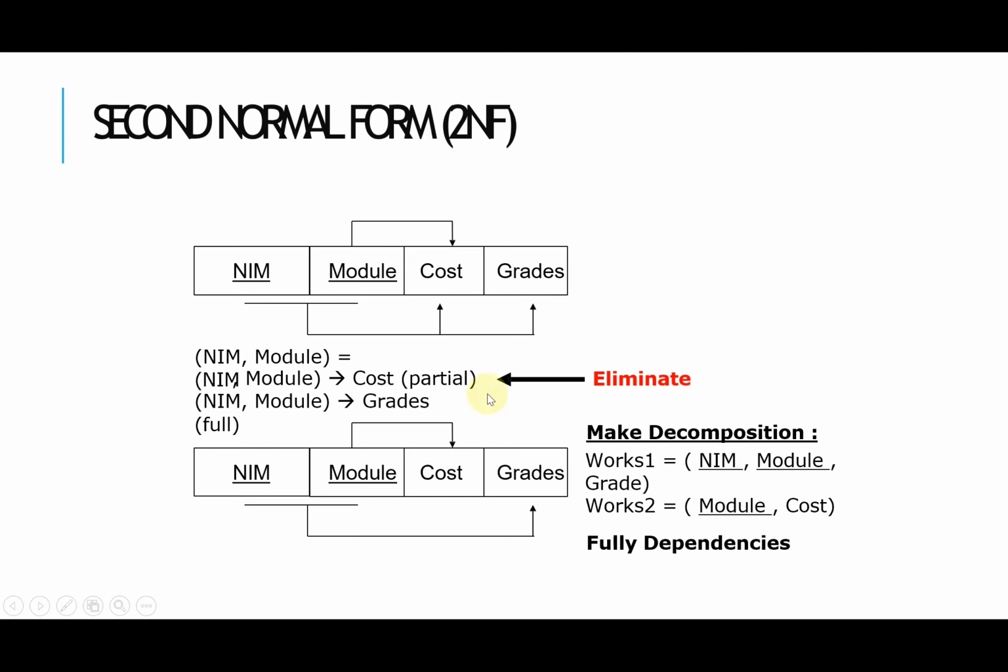Cost we will eliminate. Okay, cost we will eliminate and make the composites for two tables, and the works one will be name, module, and grade. Okay, but we do not have the cost in the works in table 1. In the works 2 or table 2 we have the module and cost, so fully dependent.